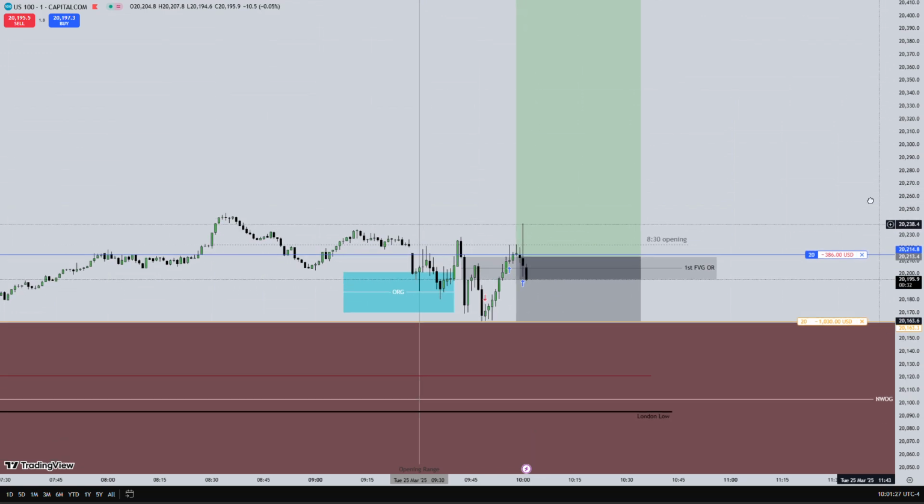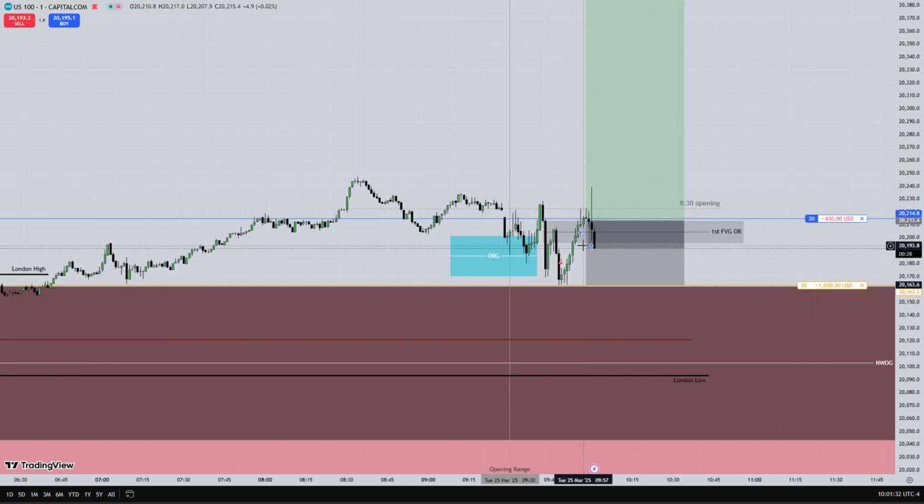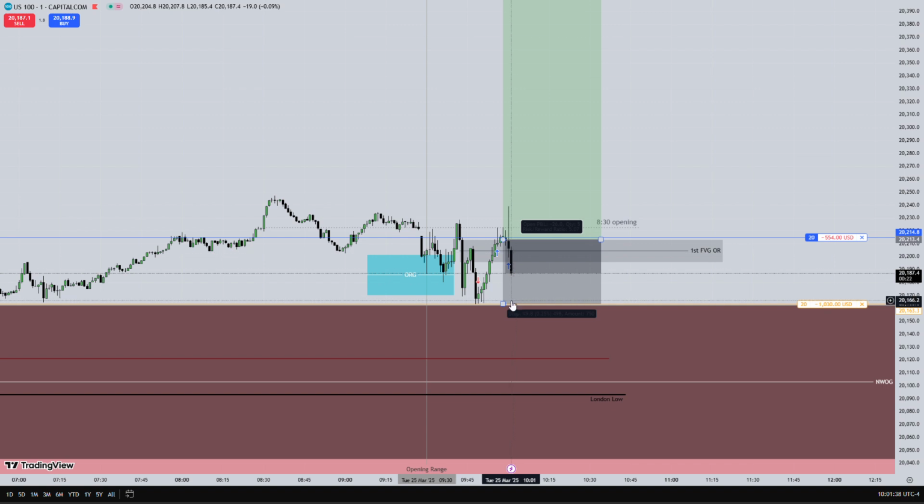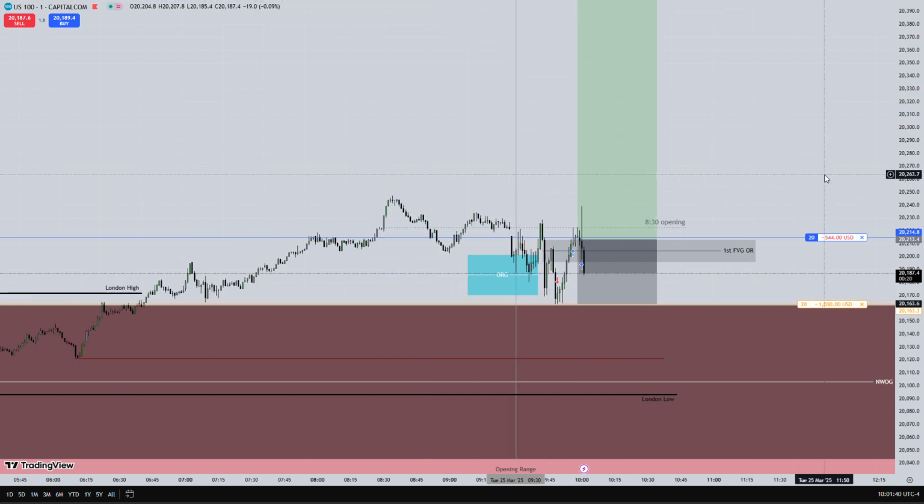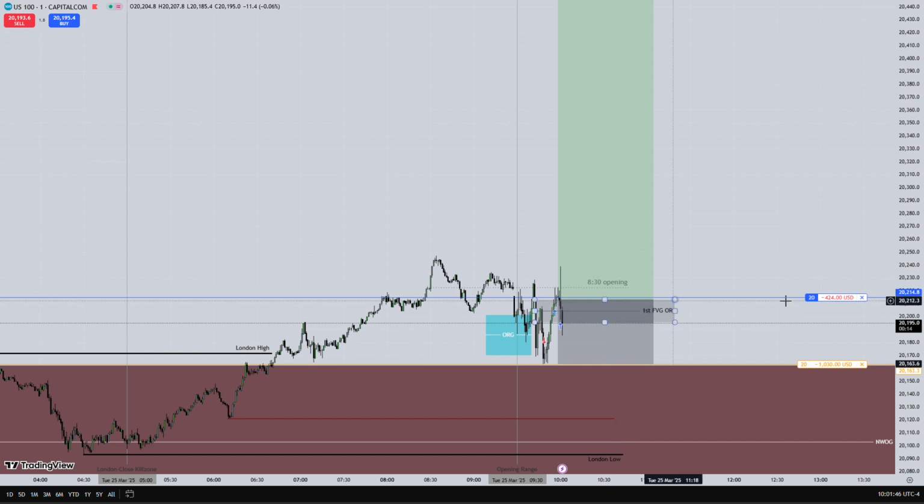Okay, this is a trap for retail. So they think, okay, price is trading lower, but this is just a news release, and they're going to use it as an excuse to send price lower, accumulate more, and eventually start to trade higher. And I'm thinking that because we're below the 8:30 opening.